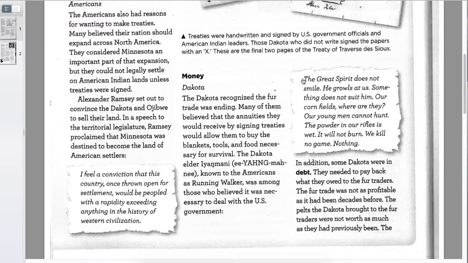And here's what he said: "The Great Spirit does not smile. He growls at us. Something does not suit him. Our cornfields, where are they? Our young men cannot hunt. The powder in our rifles is wet. It will not burn. We kill no game, nothing." So he's noticing that things are changing and the Great Spirit is lashing back for some reason.